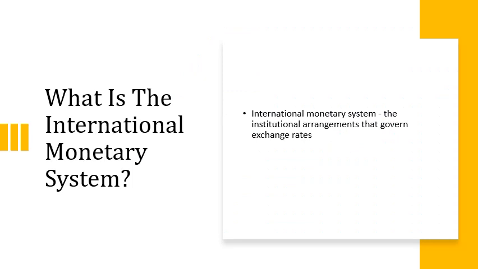To begin with, we have to understand first what the international monetary system is. The international monetary system refers to the institutional arrangements that govern exchange rates. Now, the institutional arrangements refer to those markets and systems where they determine the exchange rate and the impersonal market forces behind the demand and supply between the currencies of two different countries.